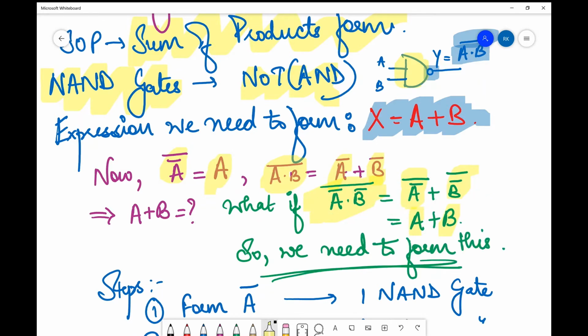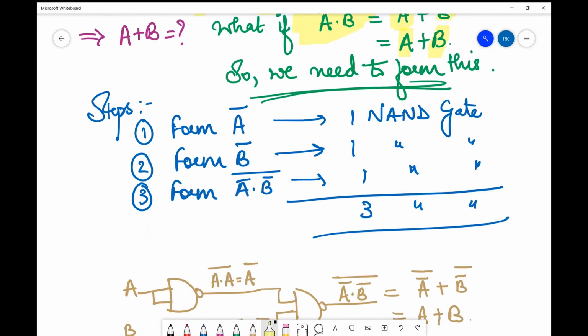This is what we actually require. That means we need to provide the inputs A bar and B bar to this NAND gate. So there are three steps now. My first step is to form A bar. Then I'll have to form B bar, and then finally I'll provide both of these as inputs to the NAND gate to form this expression. To form A bar, you'll require one NAND gate. How? I'll tell you in a short while. Similarly, to form B bar, you'll require one NAND gate. To form A bar dot B bar whole bar, you'll require another NAND gate. So in total, you'll require three NAND gates.